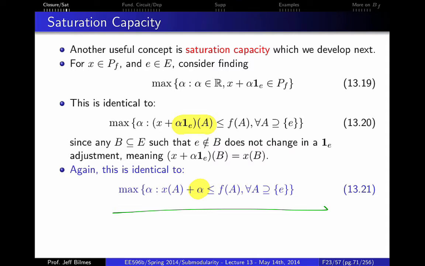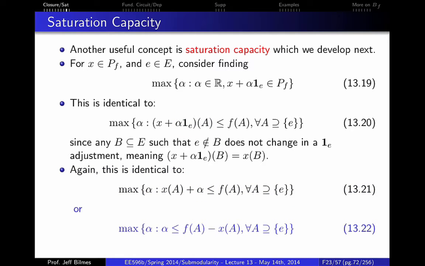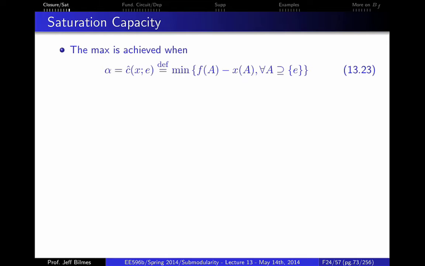If you have any questions about this, then let me know. This is getting a little, maybe it's a little bit tricky. But now if we just rearrange this thing here, this is the maximum alpha such that alpha is less than this difference. This is now starting to look a little bit like submodular function minimization. Maximum alpha such that alpha is less than this difference for all A that contains E. But the maximum alpha that's less than that for all A is basically equal to the minimum of f of A minus x of A over all A that contains E. And so therefore, that alpha is equal to this submodular function minimization problem.